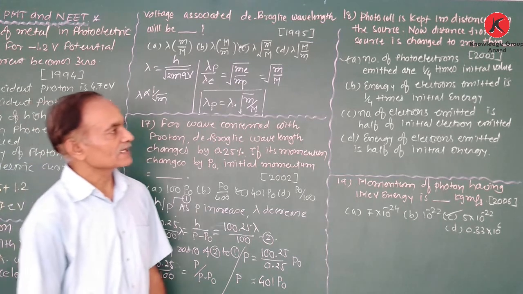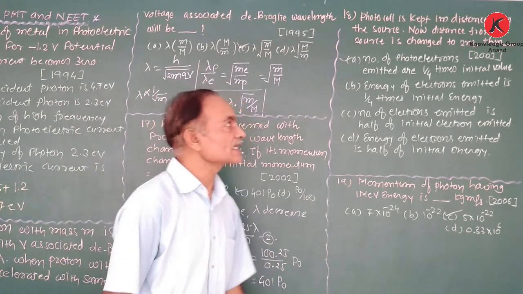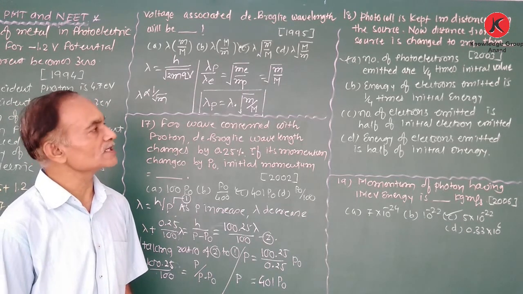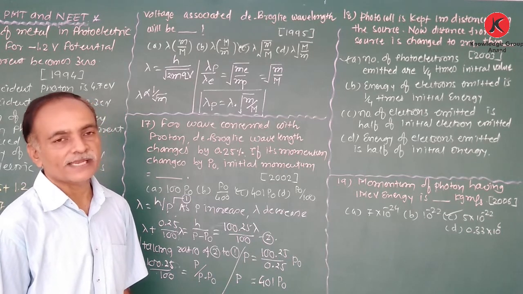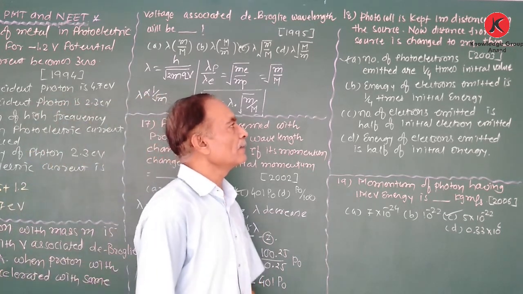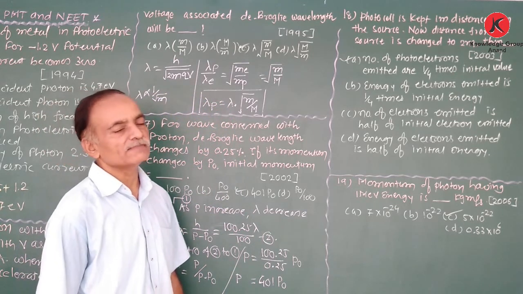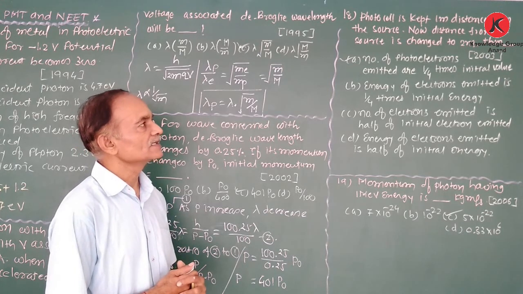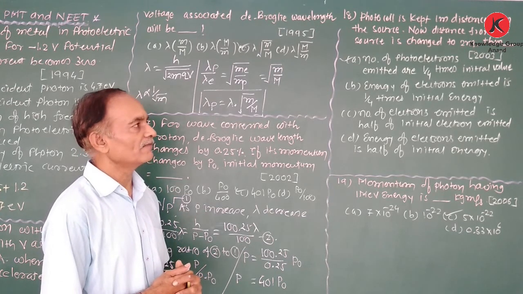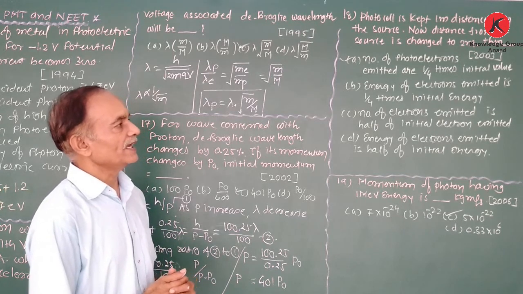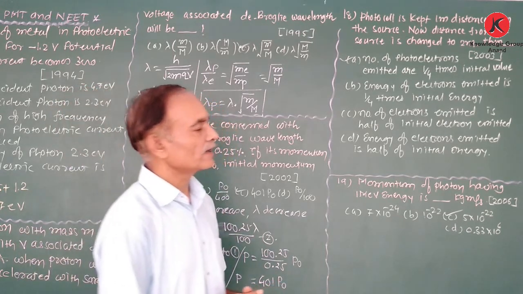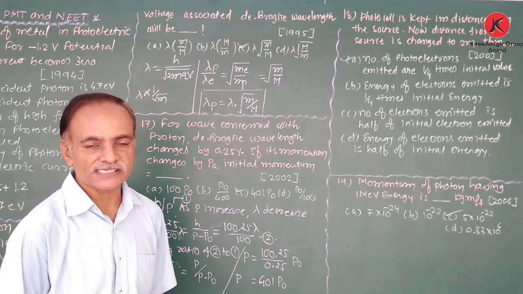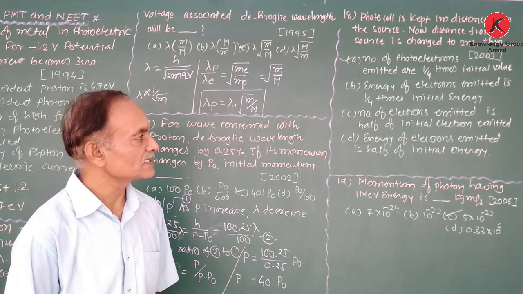Now after that, the question asked in 2003: the photocell is kept at 1 meter distance from the source. Now the distance from the source is changed to 2 meters. Then, which option is correct? The number of photoelectrons emitted is 1/4 times the initial value. That means the number of photoelectrons emitted decreases by 1 by 4 times. Second, the energy of the electron emitted is 1 by 4 times the initial energy. That means the energy of the emitted photoelectrons decreases to 1 by 4 times the initial energy.